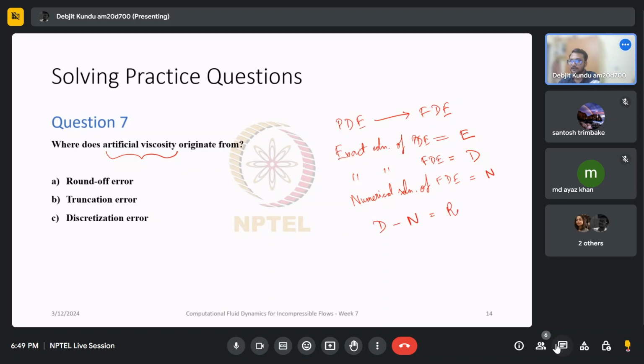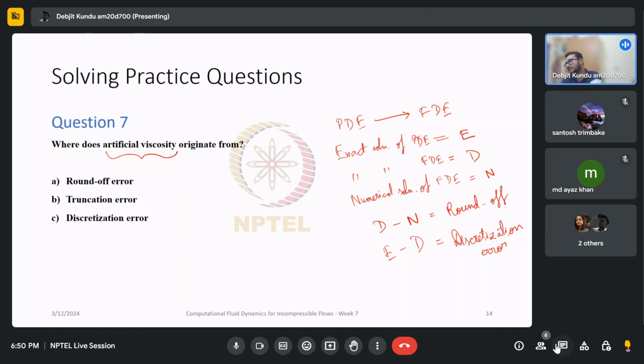This is known as the round off error. Because of the finite accuracy of the computer, there are some numbers beyond many digits of the decimal system. Some of them are truncated, and that's known as the round off error. And the difference between the exact solution of the FDE and the PDE, so D minus E, or rather E minus D, because E is the correct one. This is known as the discretization error, because as a result of discretizing a PDE into an FDE, we had introduced this error.